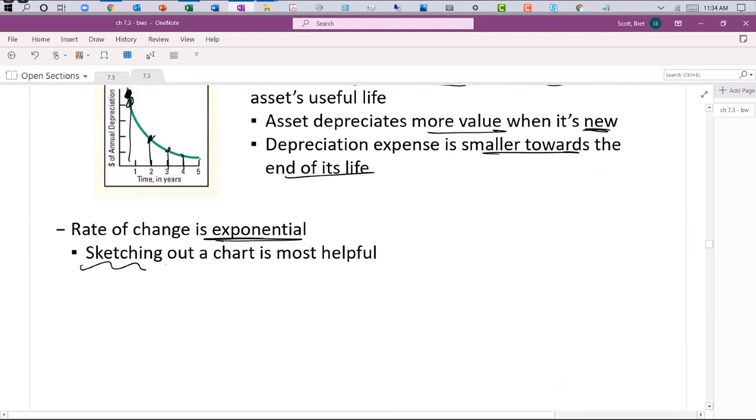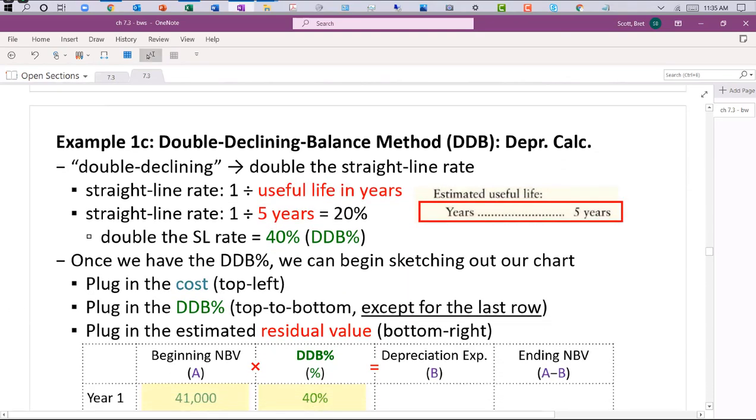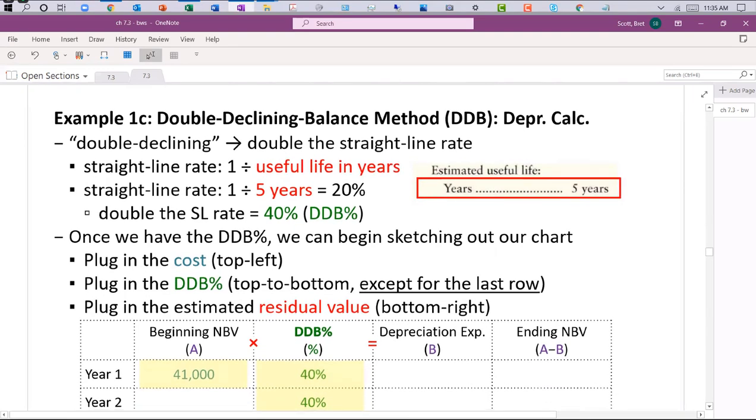So the key thing here is you want to be able to be comfortable sketching out a chart of depreciation, which we'll see here down below. Give you an example to walk through. You want to get good at writing this stuff out. So assume double declining, before we get into it here, the double declining essentially means double the straight line depreciation rate. The straight line rate is 1 divided by the useful life in years.